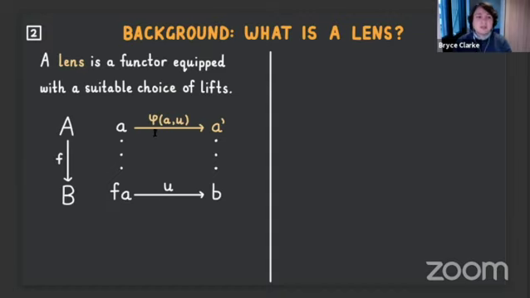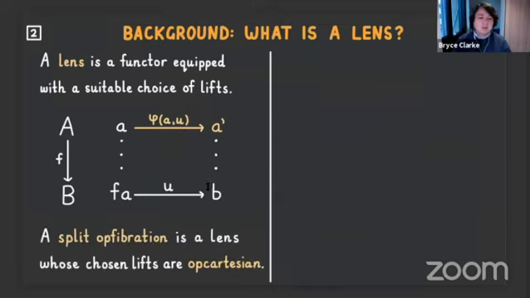A lens is a functor with a suitable choice of all of these lifts, and by suitable, what I mean is that these choices of lifts respect identities and they respect composition in a strict way. And so now we can define what a split op fibration is, but really this is a theorem or a proposition, that a split op fibration is a lens whose chosen lifts are all Cartesian.